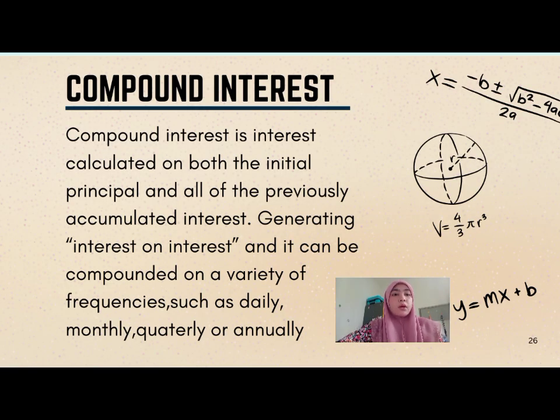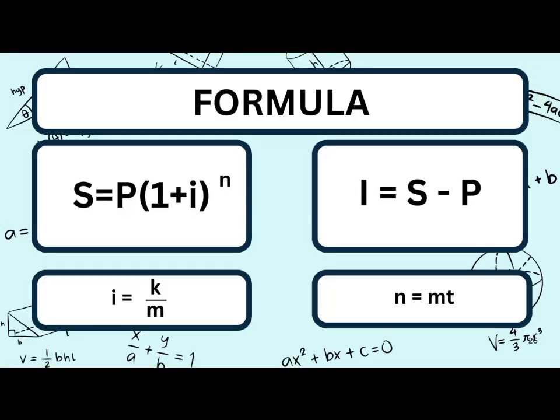So the first topic that we are going to explain is about compound interest. Compound interest is interest calculated on both the initial principal and all of the previously accumulated interest, generating interest on interest, and it can be compounded on a variety of frequencies such as daily, monthly, quarterly, and annually.